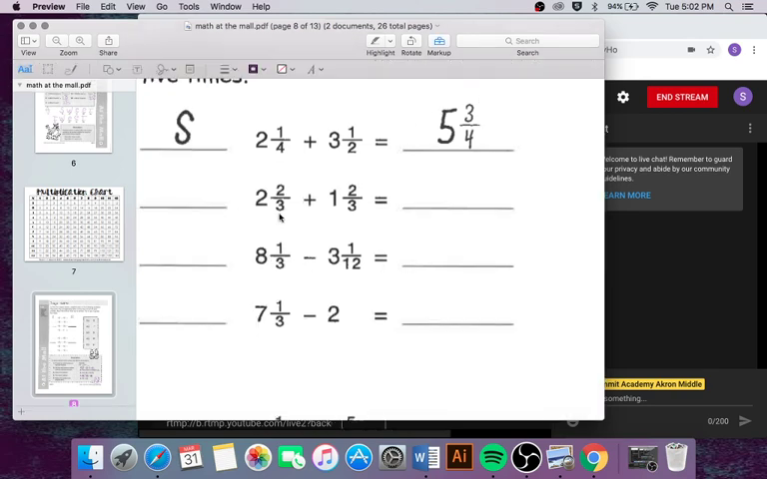the first thing we're going to look at is the second one. And they're both over the same denominator. So when they're both over the same denominator, you can just add them normally. So we're going to add the numerators together, which is going to be 2 plus 2 is going to give us 4 over 3.